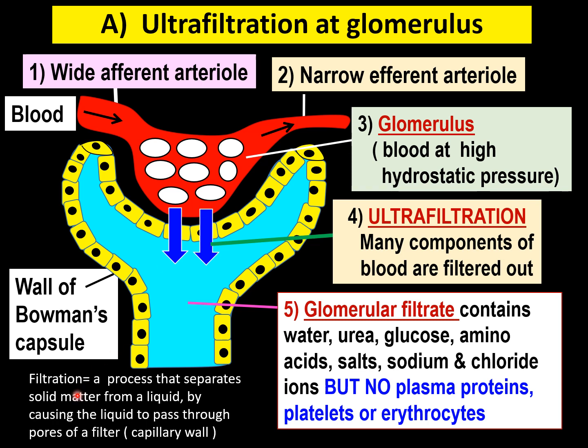And this is the meaning of filtration, a process that separates solid matter from a liquid. For example, it separates the erythrocytes and the platelets from some parts of the plasma, like water, urea, and so on, by causing the liquid to pass through the pores of a filter. The filter in this case is the capillary wall. So now we understand the meaning of the word ultrafiltration. Ultra here means in a very extreme form, because this filtration occurs on a microscopic level, at a very small level. So it's called ultrafiltration.